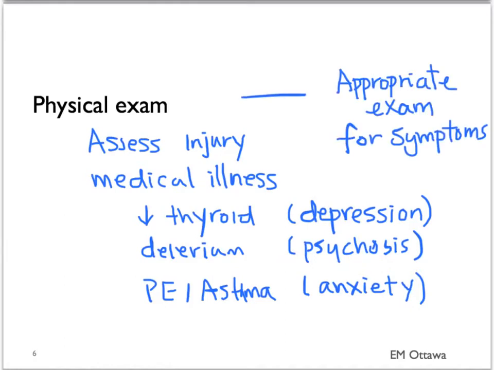Likewise, sometimes lab work is also ordered in the workup of the patient. For example, a TSH might be ordered to rule out a hypothyroid, in some cases a delirium workup, or a workup for PE, including chest X-ray, ECG, and so on.